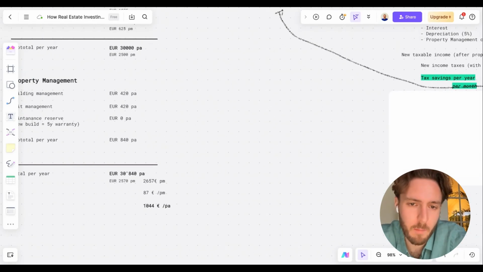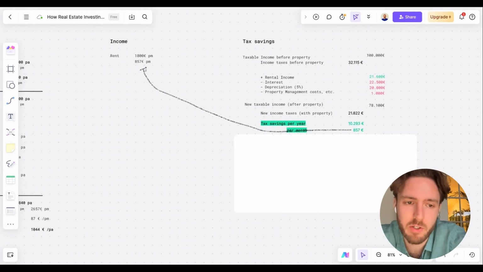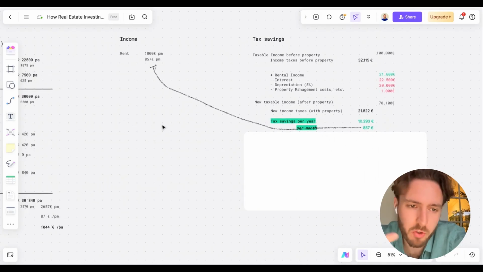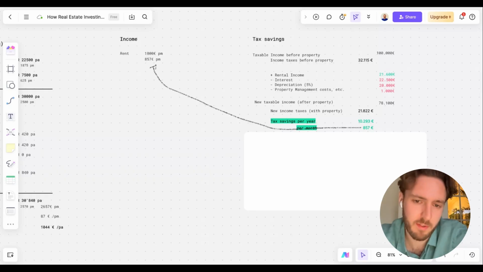Okay, so this tax saving structure has a very, very big impact. What was before not profitable now becomes profitable. With some properties, maybe not exactly profitable, but maybe 100 or 200 euros below. But then again, you get all the benefits of the appreciation, rental increases, and further tax benefits.